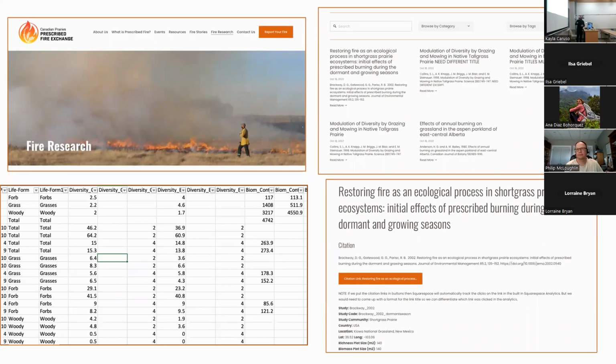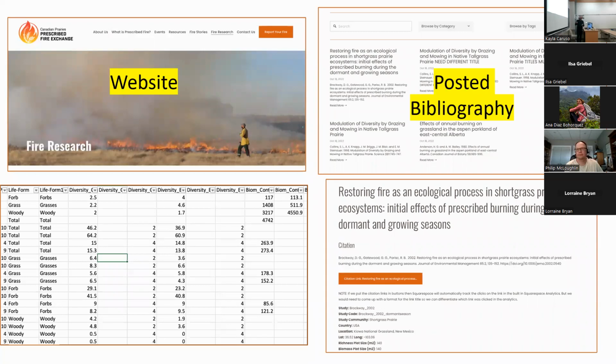So this is the website of the Canadian Prairies Prescribed Fire Exchange. We're going to introduce our different selected bibliography into that website. So we're going to post those selected research studies. Every single study will contain its metadata. So where was that study conducted? What was it about? The location, latitude, longitude, etc. All of those aspects will be collected and input into this website.